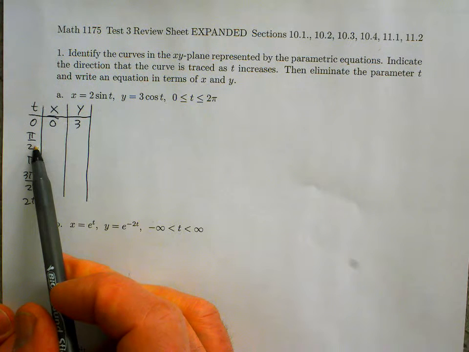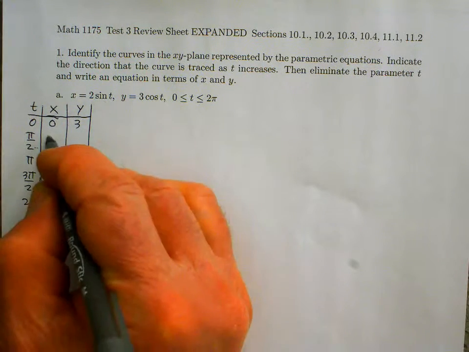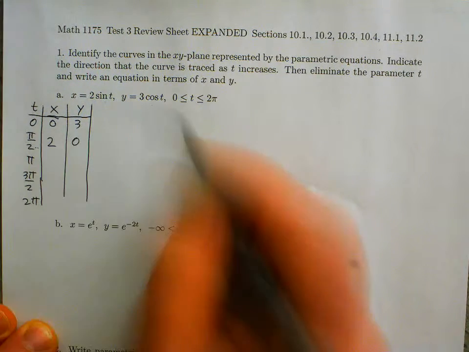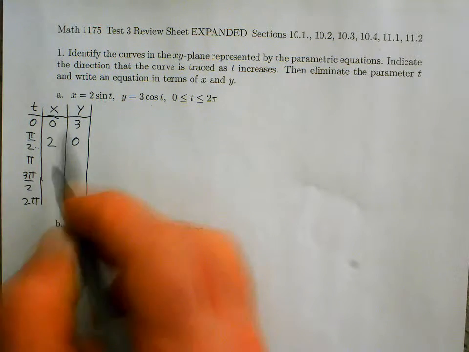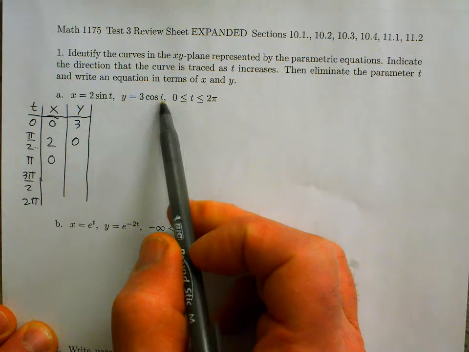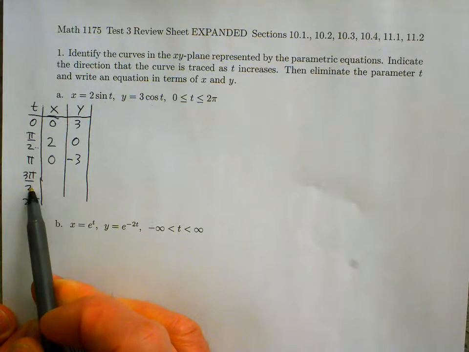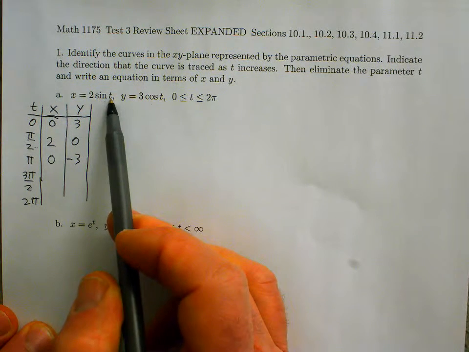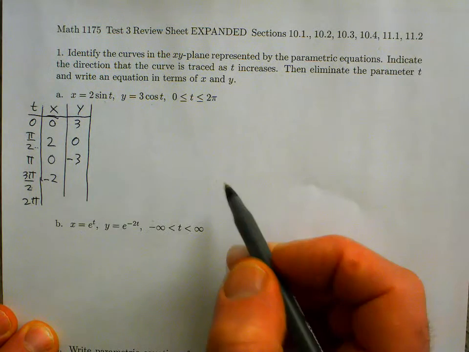When t is pi over 2, 2 times sine of pi over 2 is 2 for the x coordinate. 3 times cosine of pi over 2 is 0. And at pi, sine of pi is 0, so the x-coordinate is 0. 3 times cosine of pi is negative 3. When t is 3 pi over 2, sine of 3 pi over 2 is negative 1, so 2 times negative 1 is negative 2 for x.